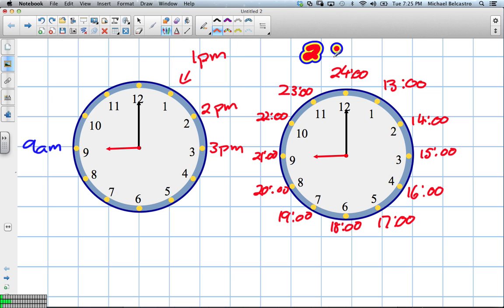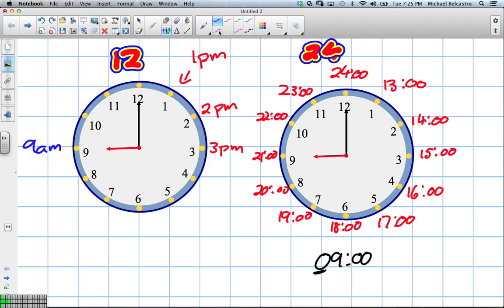9 a.m. That's right. But it's also known as 0900. Ever heard them use that in the military? They say the O because in the tens column there's no value. So it's really still 9 o'clock at 9 a.m.